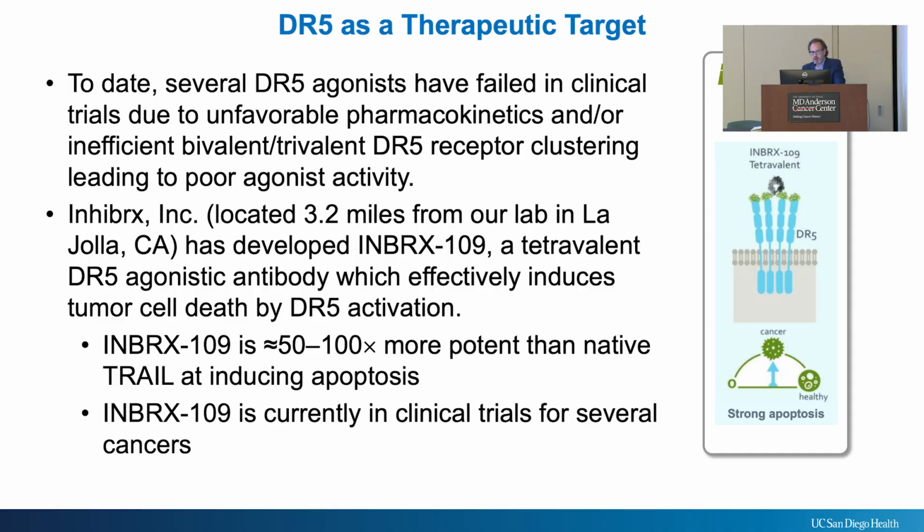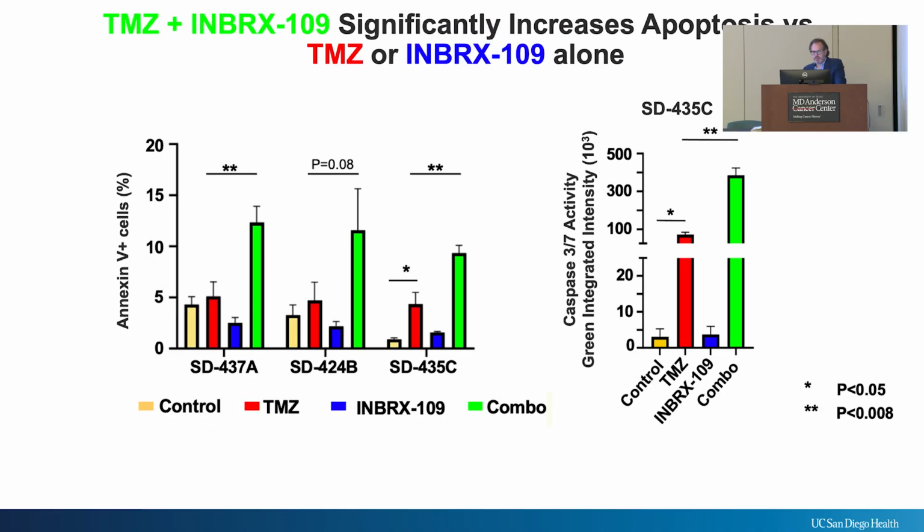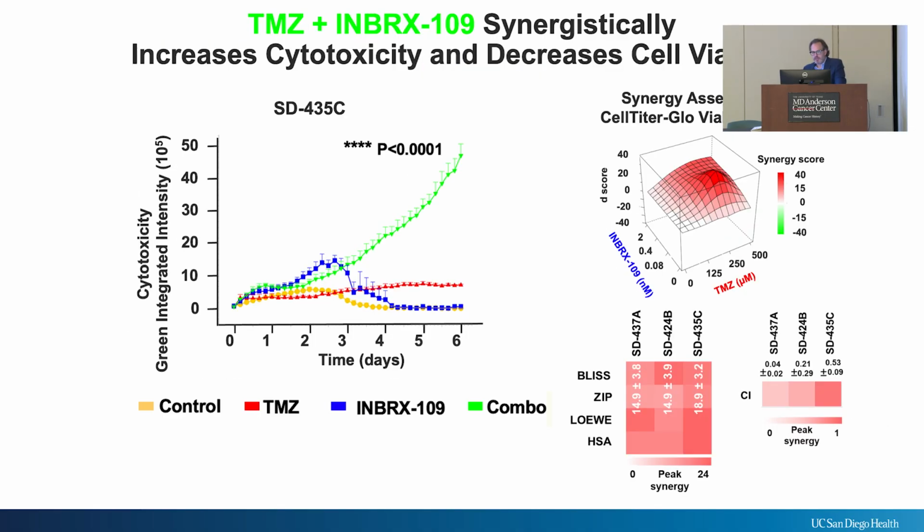It turns out that their drug is about 50 to 100 times more potent than the usual TRAIL ligand that turns this receptor on. And this was a drug that was already in clinical trials at the time. So we got it in the laboratory and we put it on our cells, and lo and behold, it was increasing the cell death, as you can see there in the combination in green, as compared to either temozolomide or Inhibrx 109, which is what it's called, alone. You can see here increased cell cytotoxicity, or cell death, as compared to either single agent.